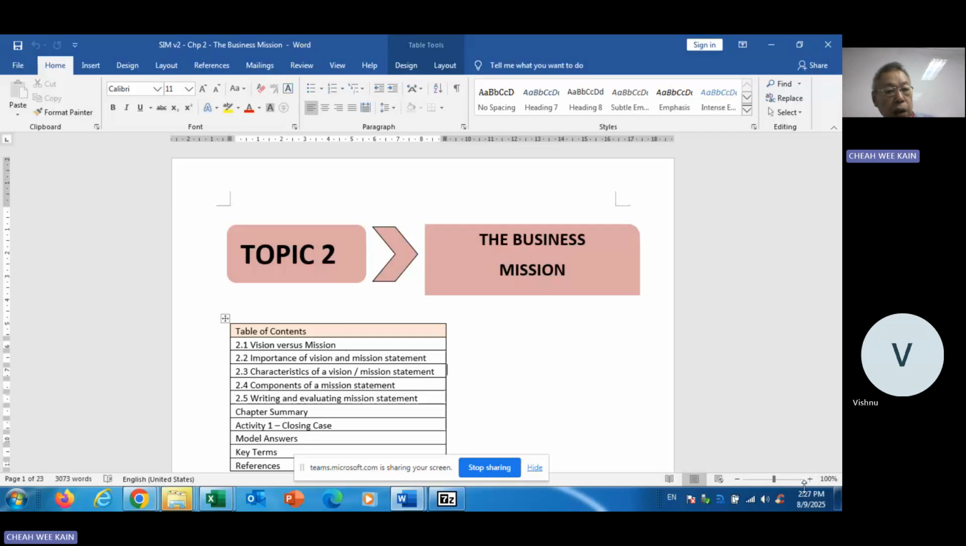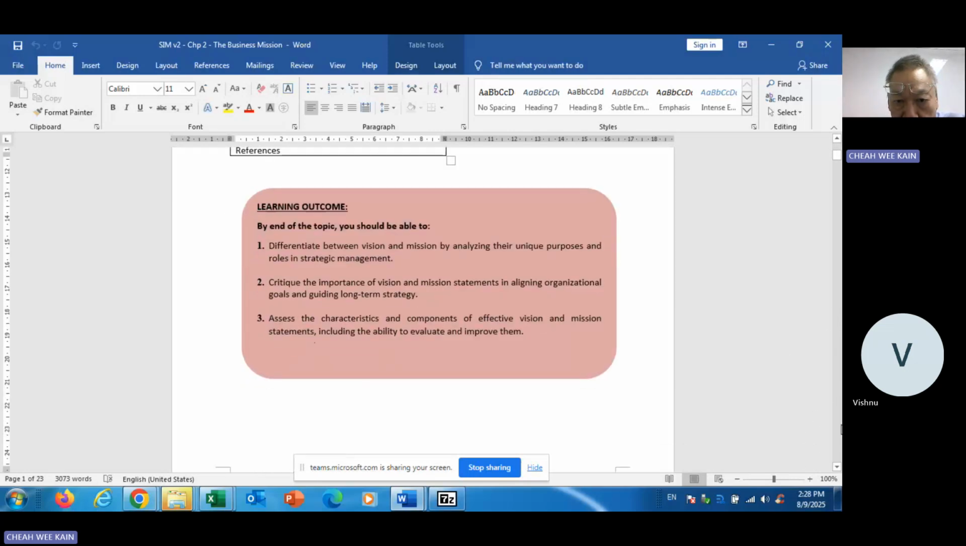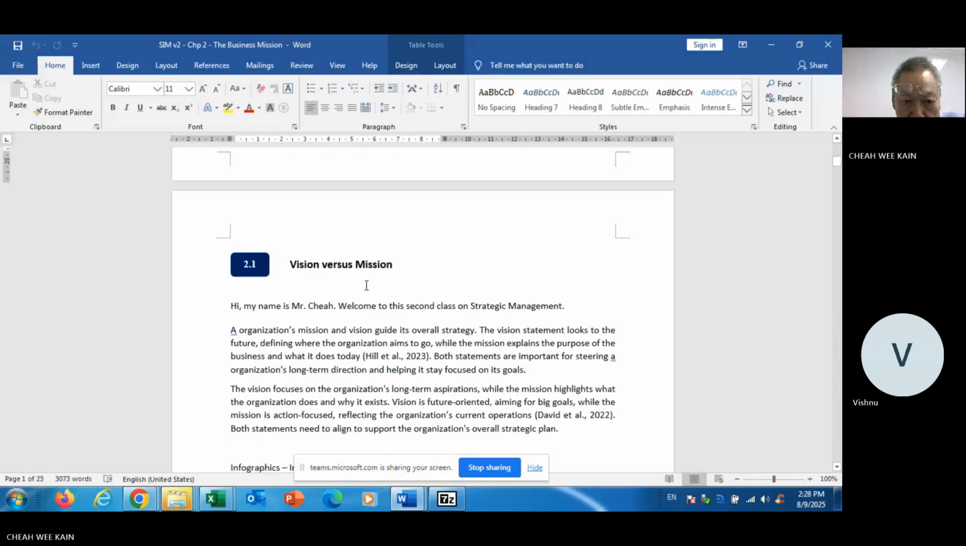Okay, Vishnu, welcome back. We are now going to do topic two, which is called the business vision. Under here we have five categories: vision versus mission, importance of it, characteristics of it, components of it, and writing and evaluating it. Okay, so we'll go now. So this is the second class.